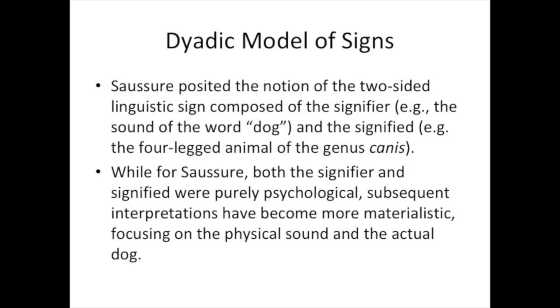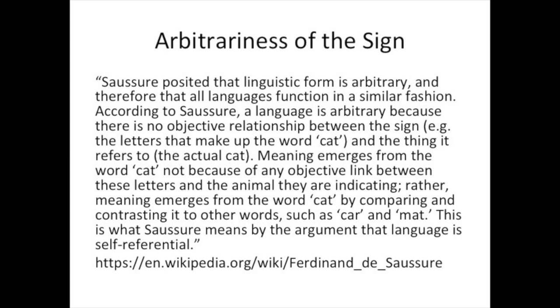So one of Saussure's great contributions is he talks about the arbitrariness of the sign. So we have a quote here. Saussure posited that linguistic form is arbitrary, and therefore that all languages function in a similar fashion.